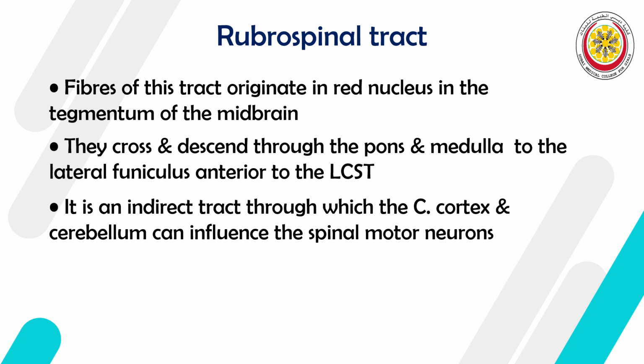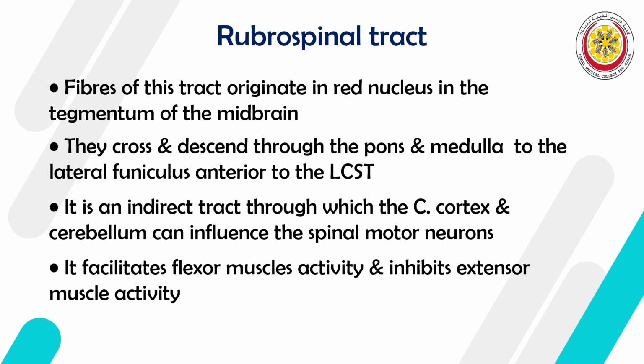They cross and descend through the pons, medulla, and to the lateral funiculus, anterior to the lateral corticospinal. It's an indirect tract through which the cerebral cortex and cerebellum can influence the spinal motor neurons. Although I just mentioned the cerebellum's direct connection and the cortex's connection, through these two the red nucleus influences spinal motor neurons.